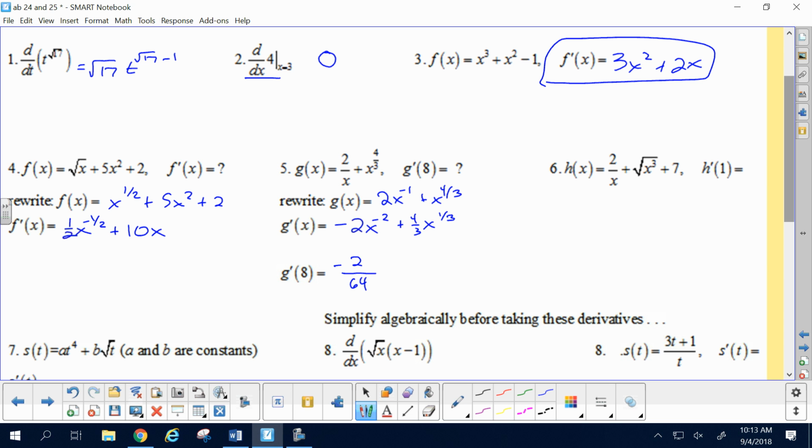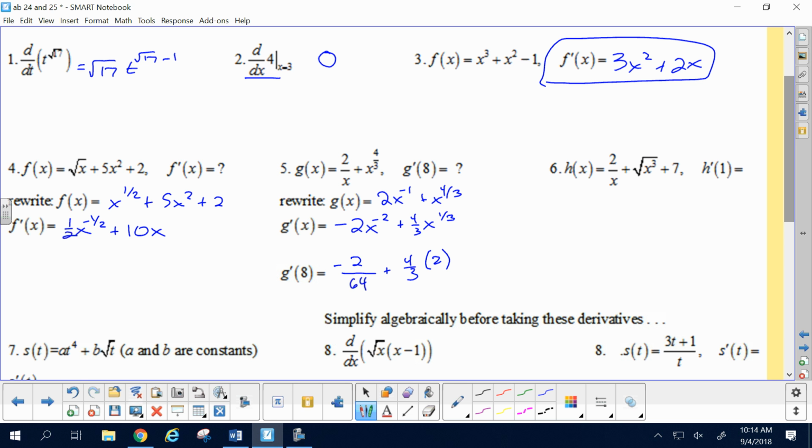1/64 or over 64 plus 4/3. And what is 8 to the 1/3? It is 2. It's the same as the cube root of 8. So we could put that together if we were so inclined and get a common denominator. Okay.